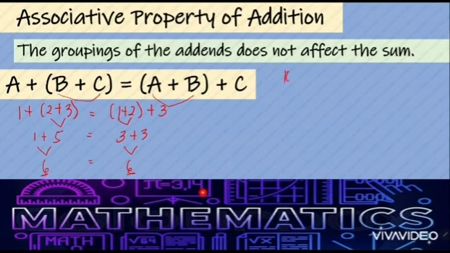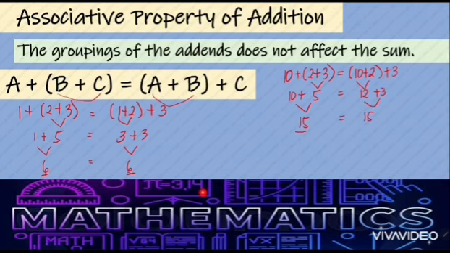Okay, sa pangalawang halimbawa, we have 10 plus quantity 2 plus 3 is equal to quantity 10 plus 2 plus 3. So, let's check kung parehas pa rin yung kanilang sagot. 2 plus 3 is equal to 5. 10 plus 5 is equal to 15. Next, 10 plus 2 is equal to 12. 12 plus 3 is equal to 15. So, magkaparehas ulit yung kanilang sagot.